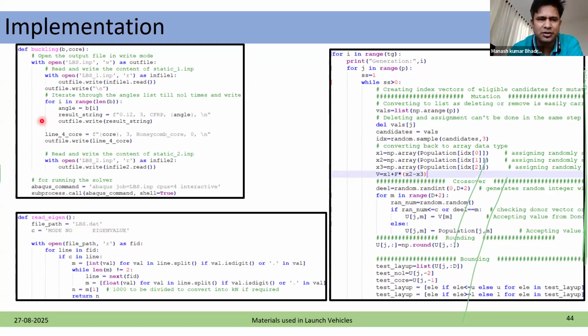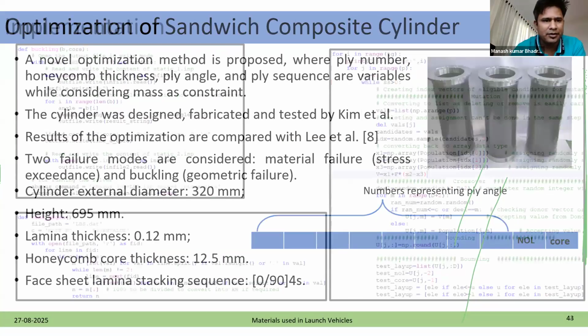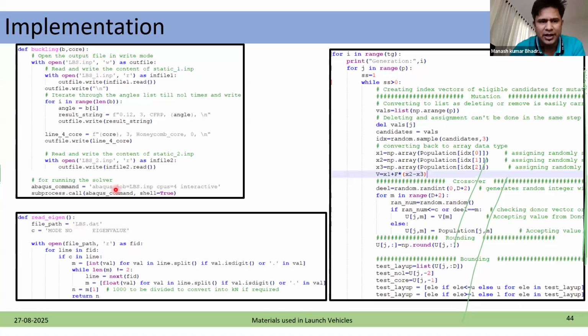This representation I have shown is for the buckling analysis. In this buckling analysis, we first break the buckling input file into two pieces, LBS1 and LBS2, at the line where it represents the layers. After that we write the layers according to the variable represented by B. B is the variable which represents the angles, and the core thickness represents the core thickness. This is how the input file will be changed every time as the optimization progresses.